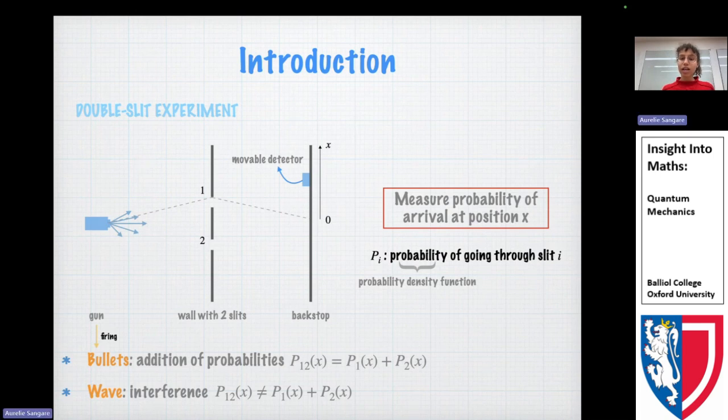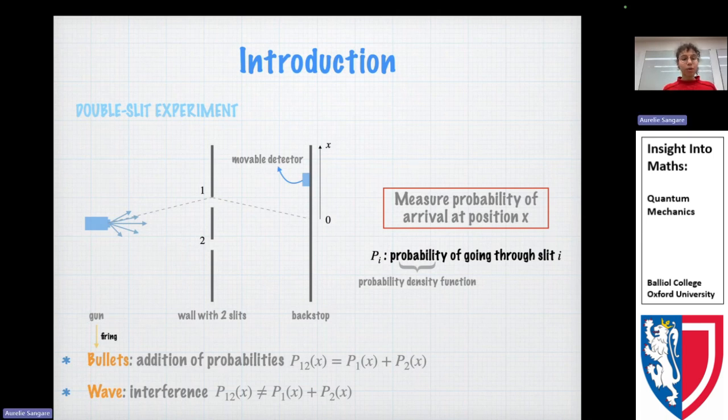So Pi is a function. It's not a probability per se, it is a function that depends on x. And then when you compute Pi of x, this is your probability of having gone through slit i and arrived at position x. So really you have Pi, which is a function, the probability density function of going through slit i, and Pi of x, when you evaluate it at x, you get the probability of arriving at x and having gone through slit i.